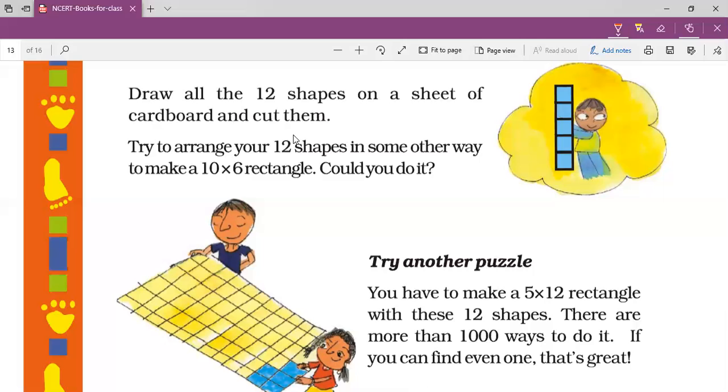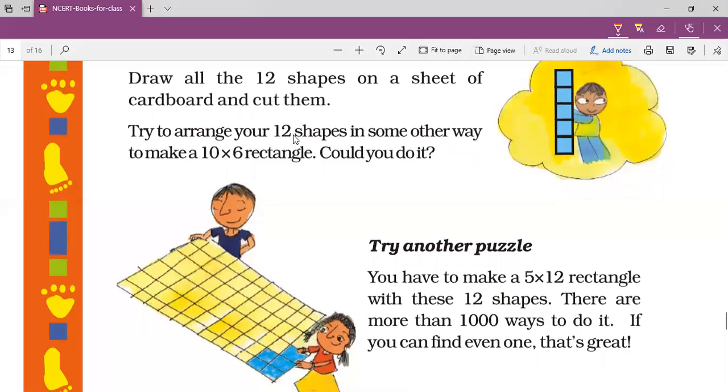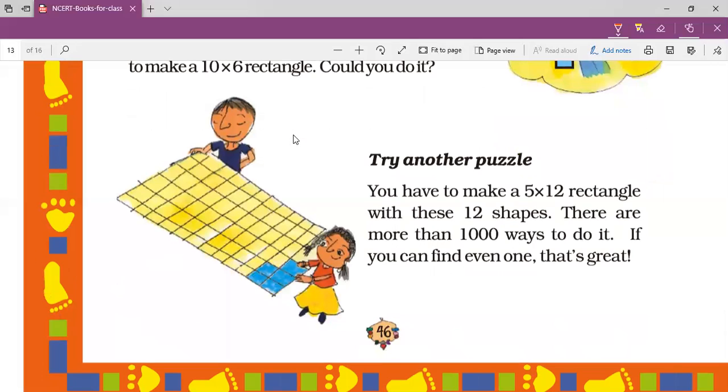It's not difficult. Just play puzzles the same way. You have to join all the shapes in such a way that they form a rectangle. Try another puzzle. You have to make a 5 into 12 rectangle with these 12 shapes. Now first you have to do 10 into 6.